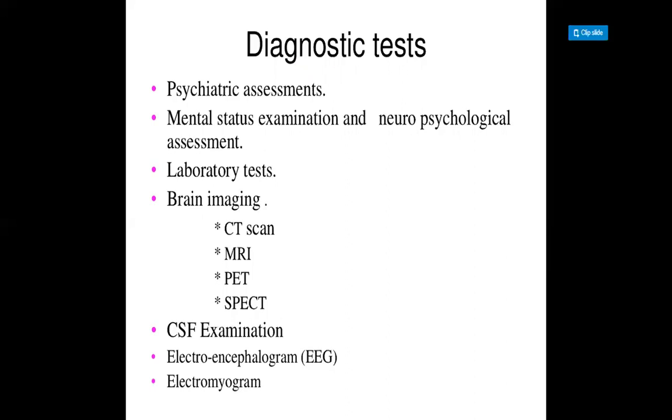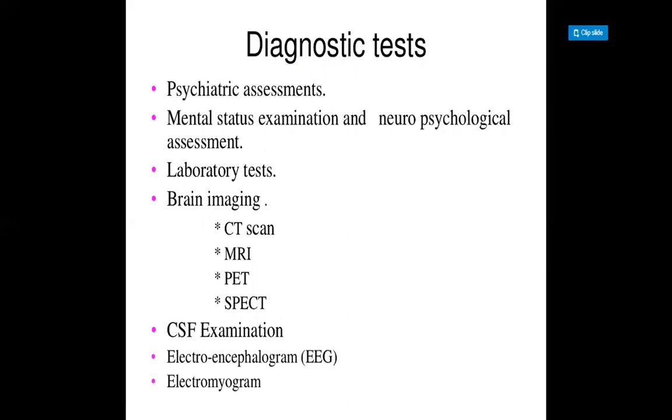The next is the laboratory test, in which we have to do the blood test. In the blood test we will see the acetylcholine, the thing which affects the function of the brain. Then we have to do the imaging test. Why do we have to perform this imaging test? Because with the help of this imaging test, we will see whether the patient's brain or neurons are affected or not. So we will perform computerized tomography scanning, then MRI, PET and SPECT.